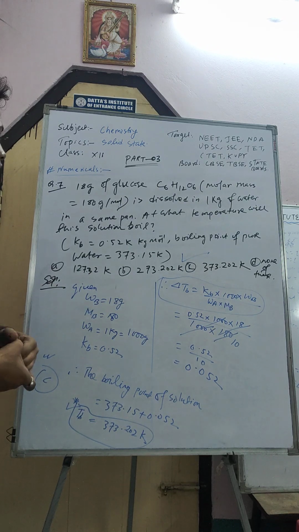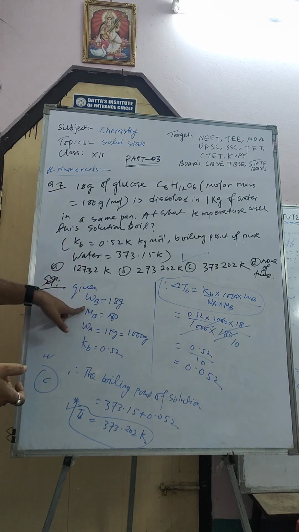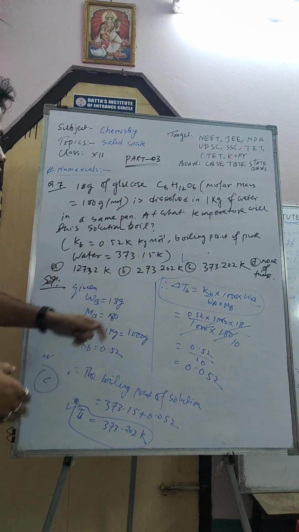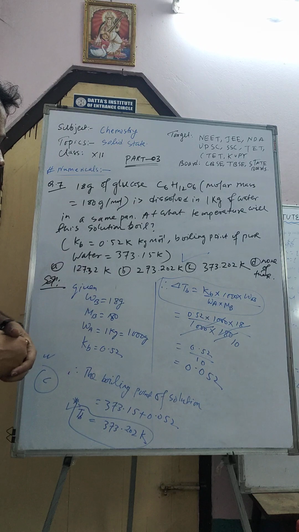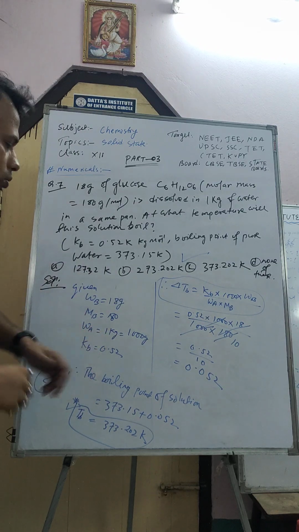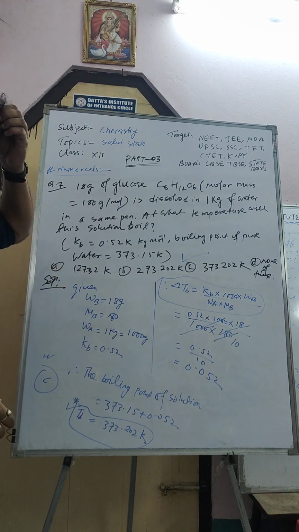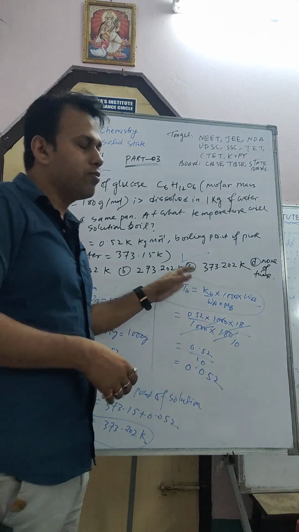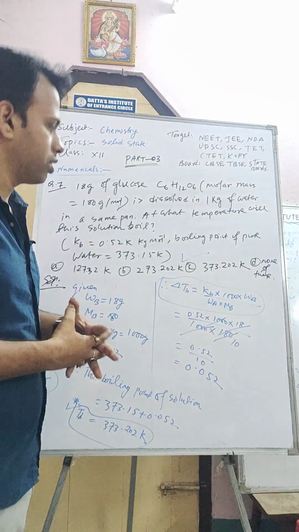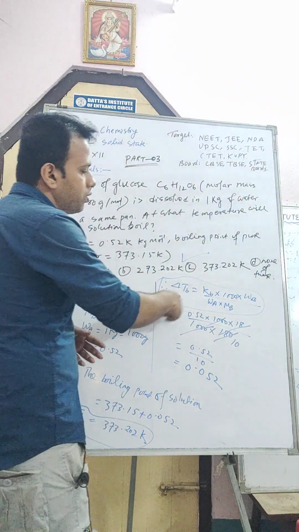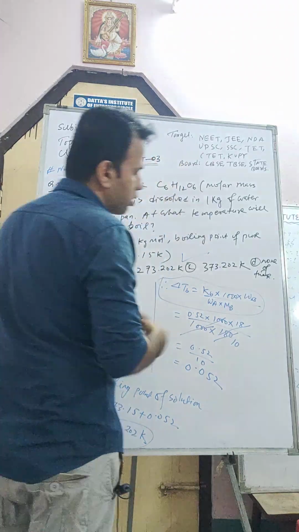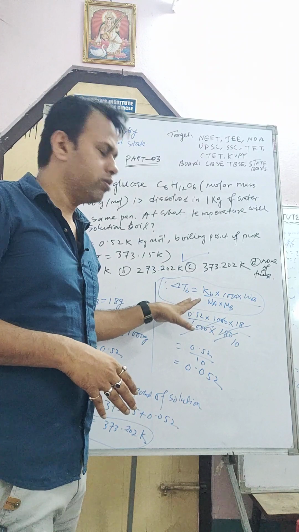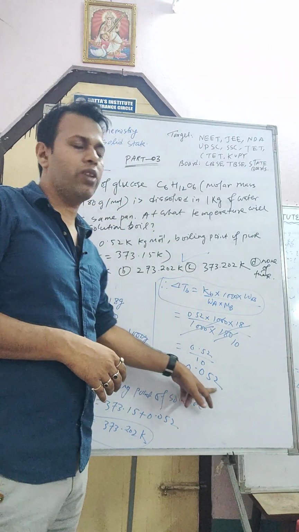So what is given here? WB is 18 gram of glucose and MB is 180, the molecular mass of glucose, WA is 1 kg, that is the mass of the water solvent. Water is the solvent here, 1000 gram, and KB is given. Next we find the del TB, that is the change in boiling point, equal to KB into 1000 into WB by WA into MB. I just put all the values of the physical quantities and it becomes 0.052.